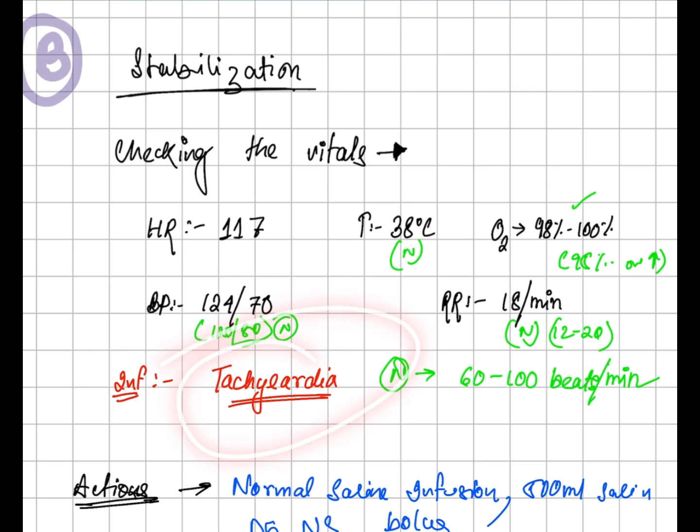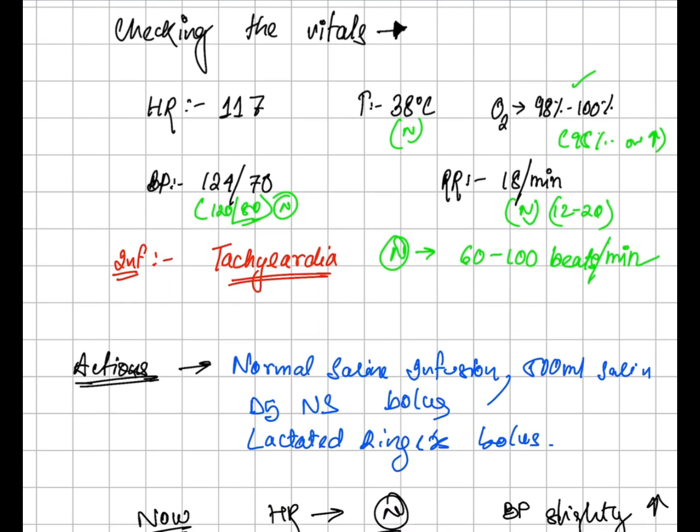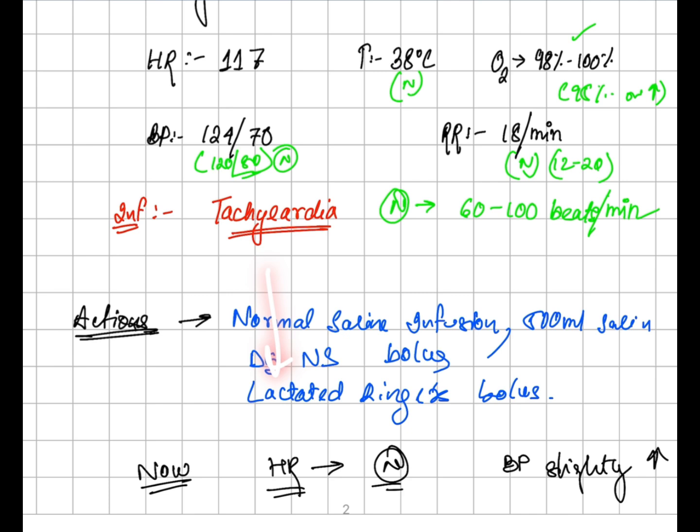He is slightly tachycardic. So how will we bring it to normal? We will give a normal saline infusion, a 500 ml saline or N5 bolus, or a lactated Ringer bolus. In all these cases, we will give it IV, intravenous, not arterial, sorry, IV means intravenous. The heart rate will come down, but BP will slightly increase, which is negligible. The main thing is we must decrease the heart rate before we start anything.